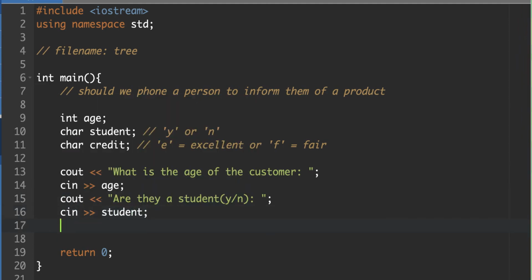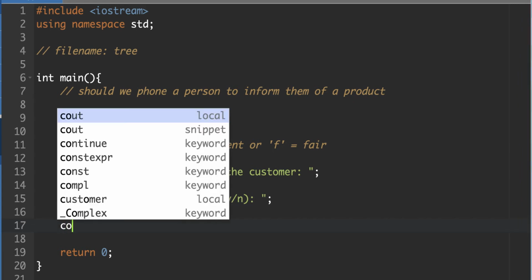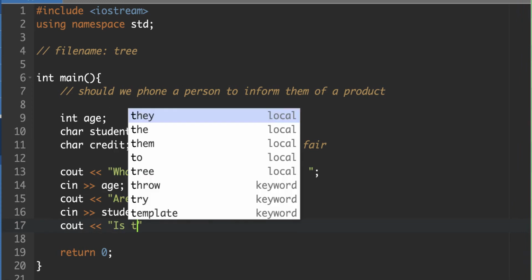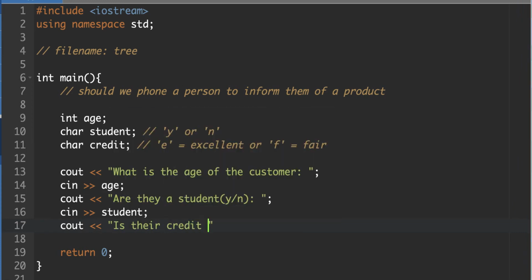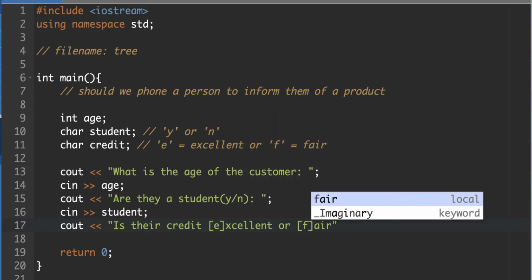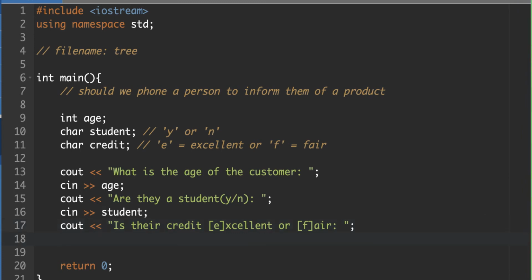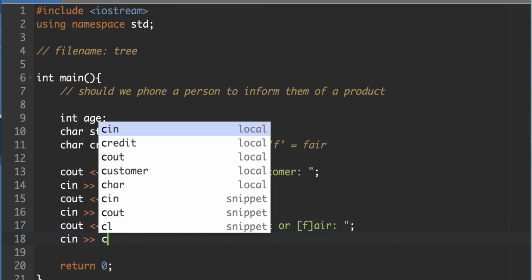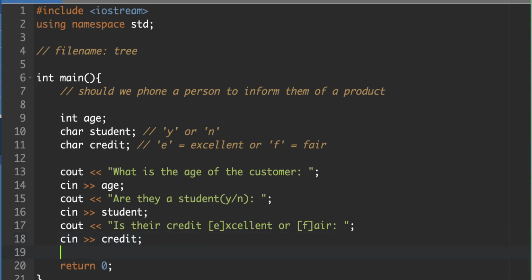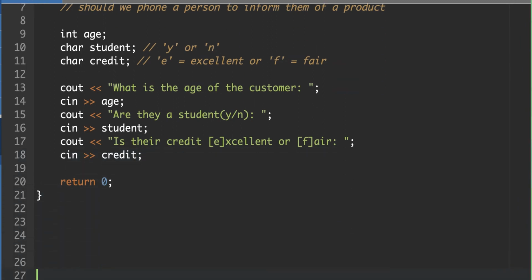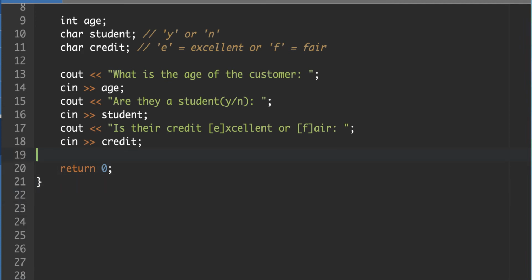And then here we'll ask if their credit is excellent or fair, with a different way of indicating what letter to put in. So cout, is their credit excellent or fair, and cin credit. Okay, so now we'll have all of our pieces of information and we'll be ready to make our decision.